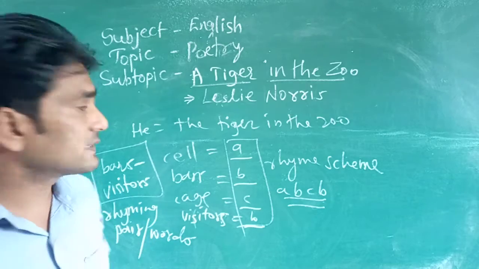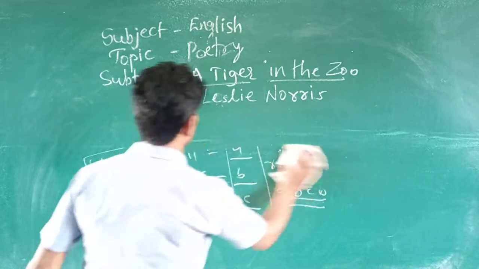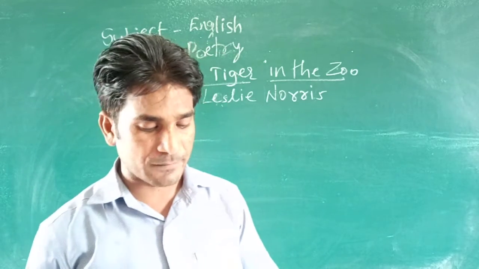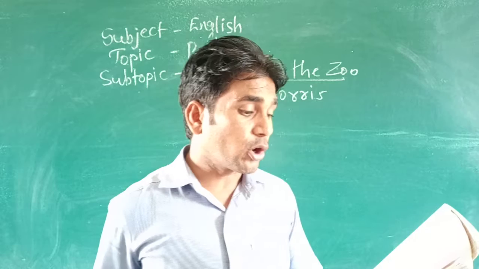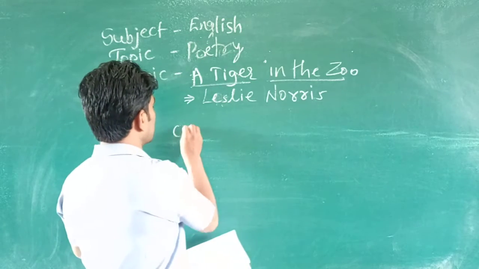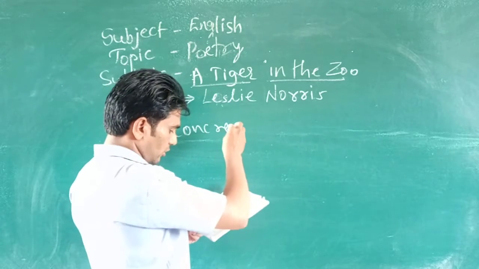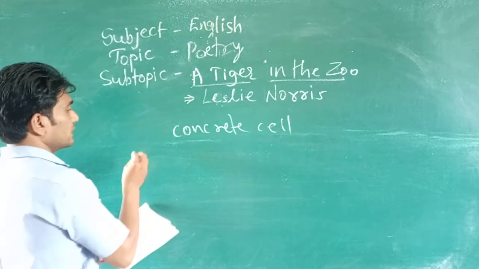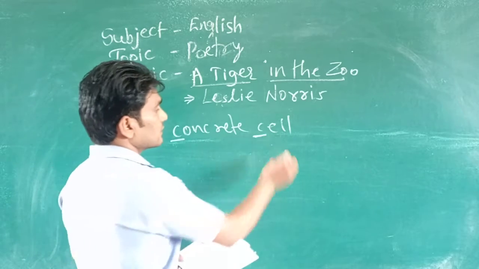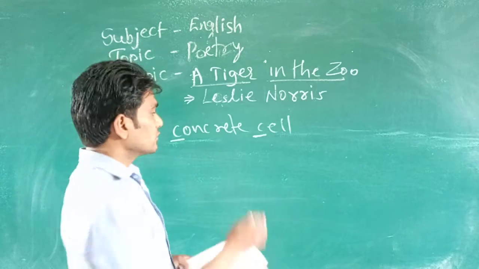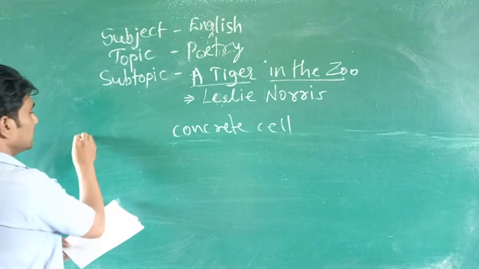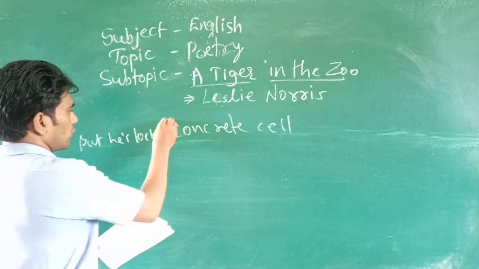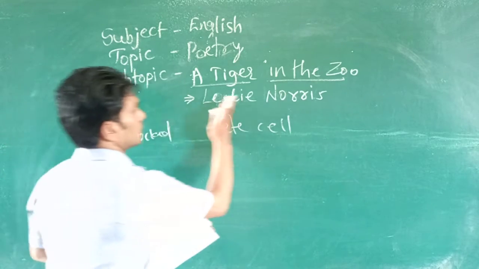Okay, now let's see the figures of speech used in this stanza. So concrete cell. Okay, look at there. He is locked in a concrete cell. Okay, so wait here. But he is locked in a concrete cell.